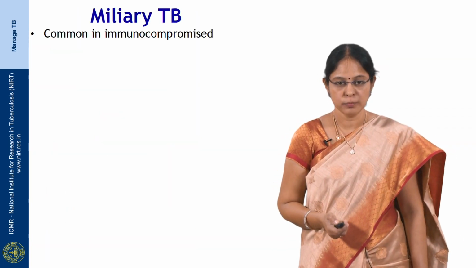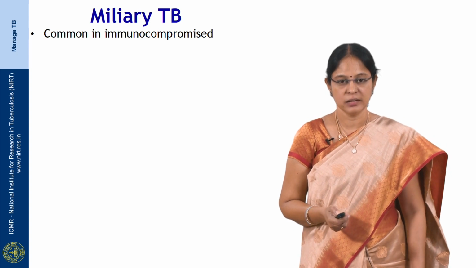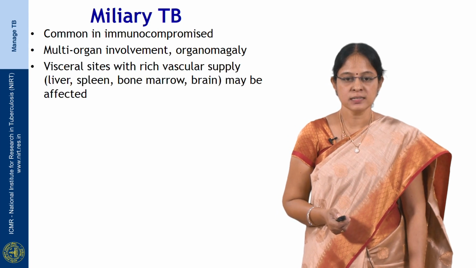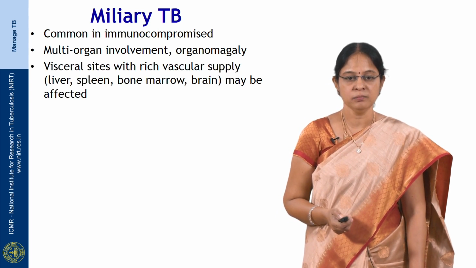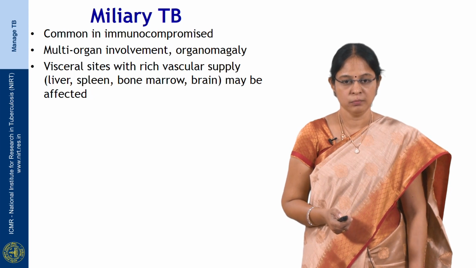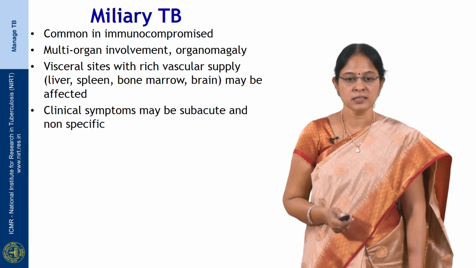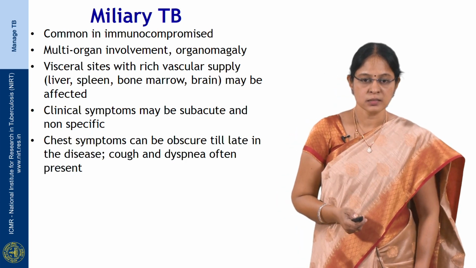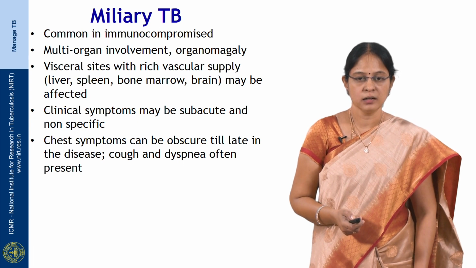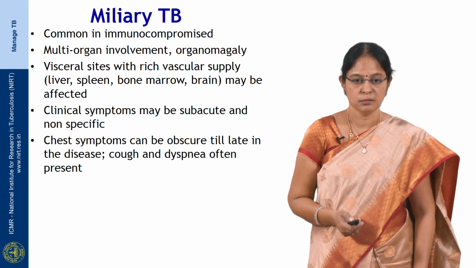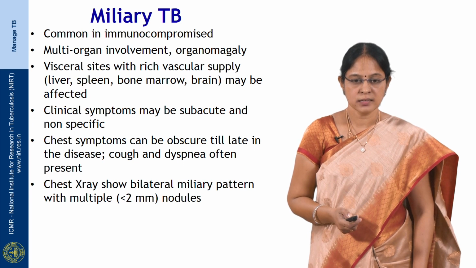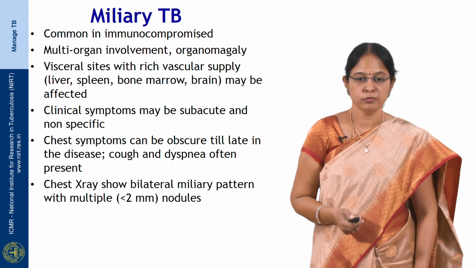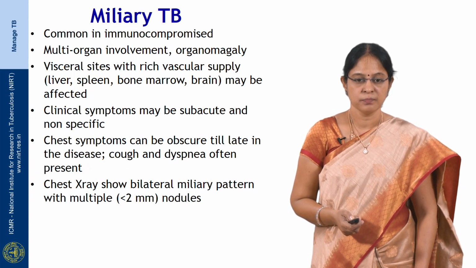Miliary TB is most common in immunocompromised individuals such as HIV patients. Usually there is multi-organ involvement. The visceral sites with rich vascular supply such as liver, spleen, bone marrow and brain are usually affected. The clinical symptoms may be subacute and non-specific. The chest symptoms can be obscured till late in the disease, and cough and dyspnea can be the only presenting complaint. Chest X-ray usually shows a bilateral miliary pattern with multiple nodules of less than 2 mm size.